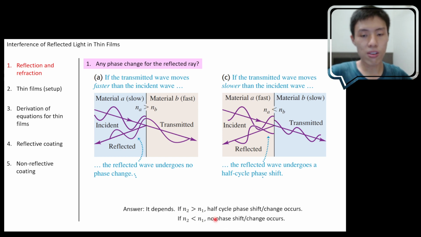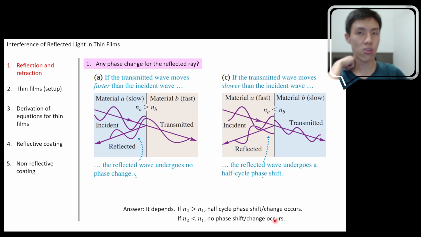Okay, but if you go from n1, which is larger, a denser medium, or a higher index of refraction medium, you go to medium 2, which is a smaller index of refraction, or it's less dense. If you go from denser to less dense, higher index to low index, it is similar to this case over here. Go from high to low. So in this case, there is no phase change, there is no phase shift that occurs.